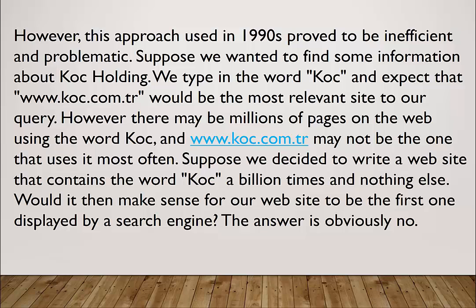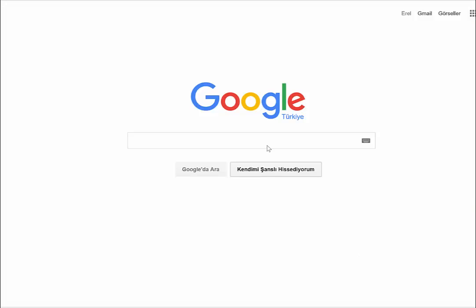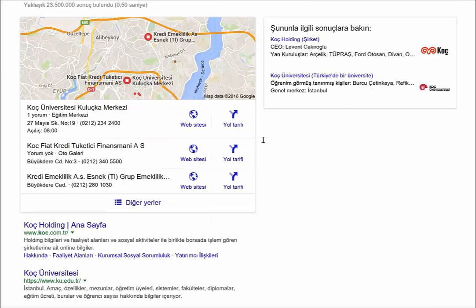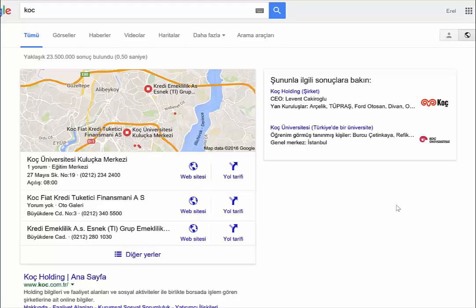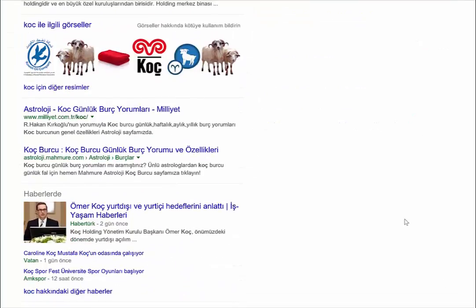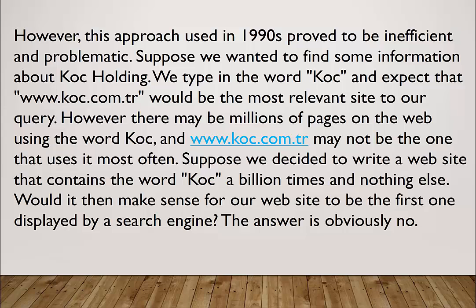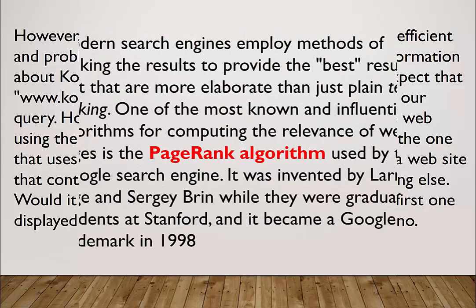Suppose we wanted to find some information about Coach Holding. We type in the word Coach and expect that Coach.com will be the most relevant site to our query. However, there may be millions of pages on the web using the word Coach, and Coach.com may not be the one that uses it most often. Suppose we decided to write a website that contains the word Coach a billion times and nothing else. Would it then make sense for our website to be the first one displayed by a search engine? The answer is obviously no.